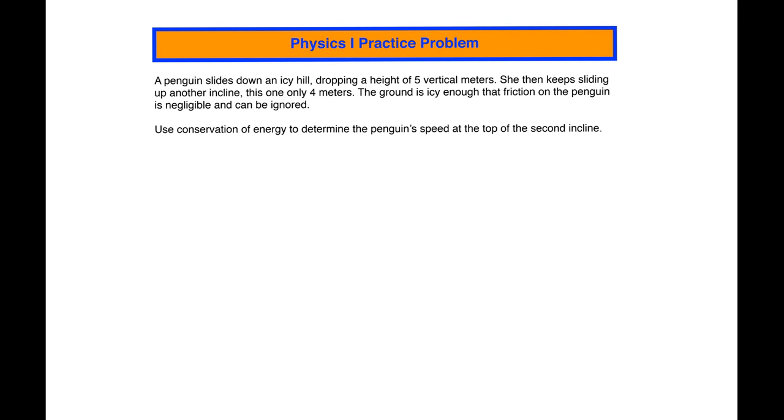A penguin slides down an icy hill, dropping a height of 5 vertical meters. She then keeps sliding up another incline, this one only 4 meters. The ground is icy enough that friction on the penguin is negligible and can be ignored.